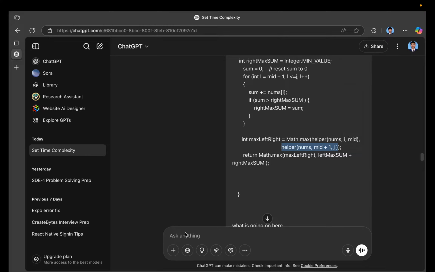Oh man, write this in Python. Can you write this code in Python?